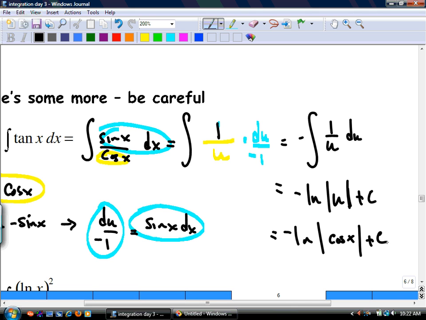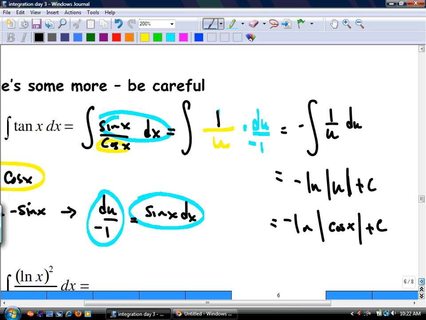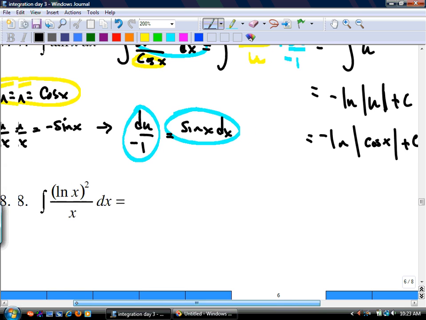So the antiderivative of tan is negative. Now, do you know why I didn't do the rule for that one? Because the antiderivative of tan is not an easy one, it doesn't go back and forth easily when we learn. That's why. Okay.